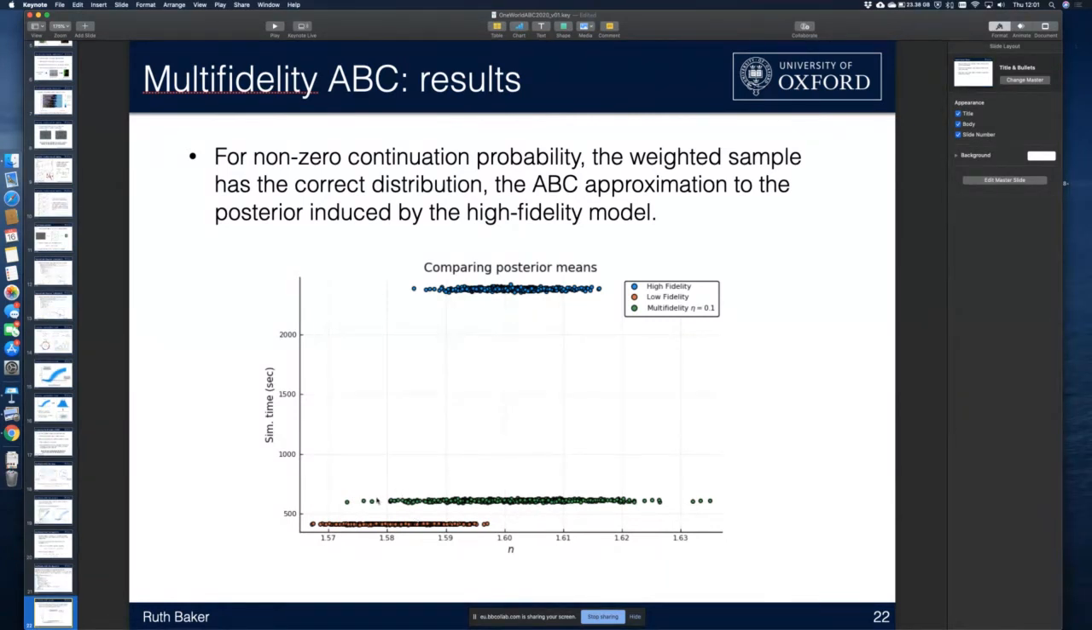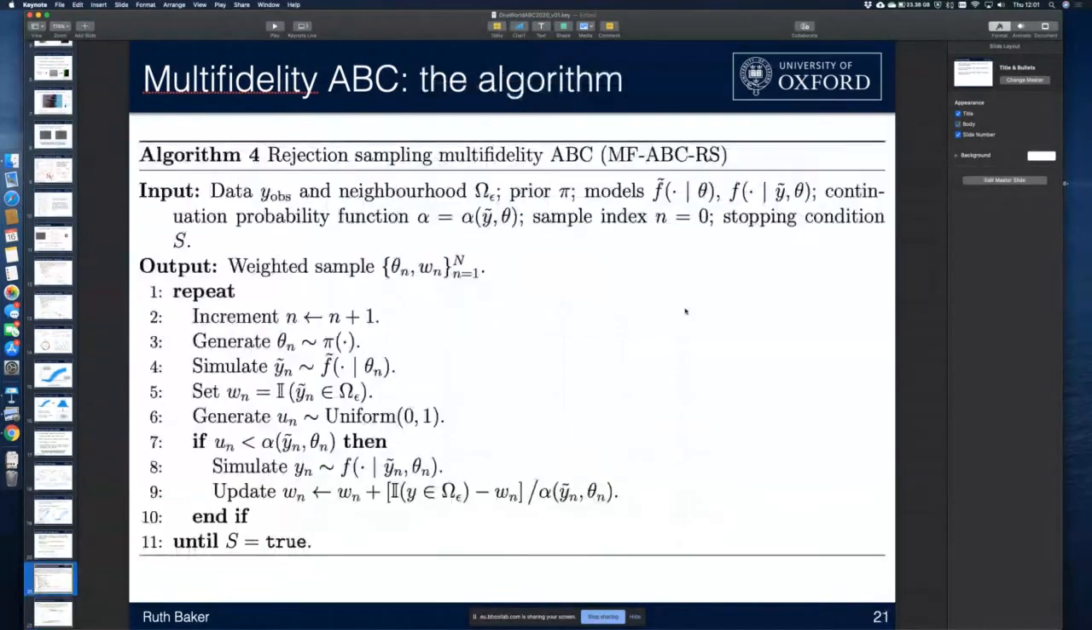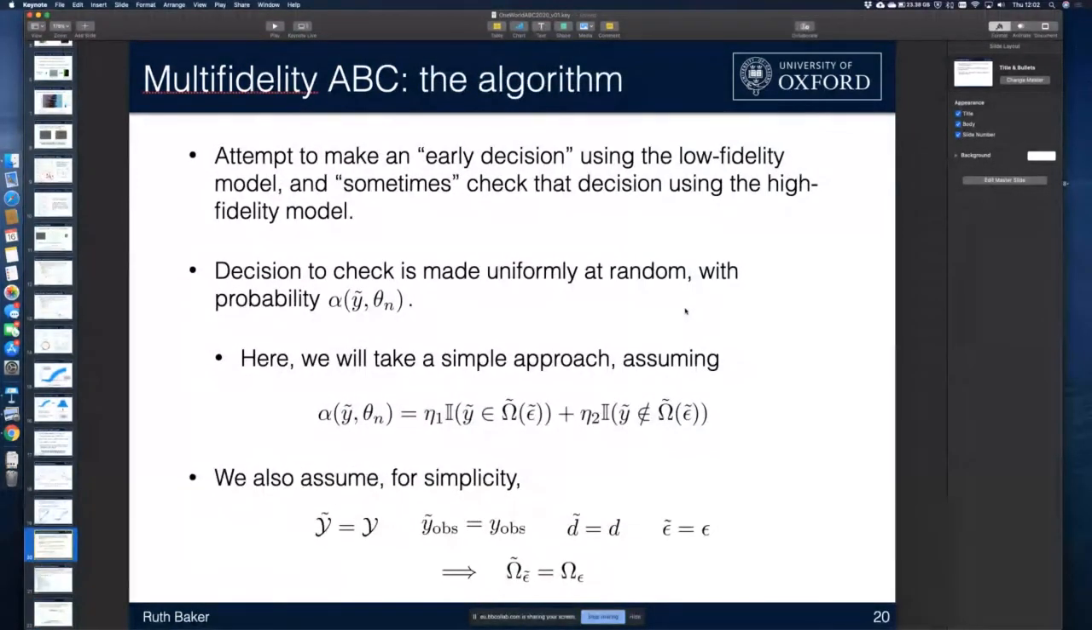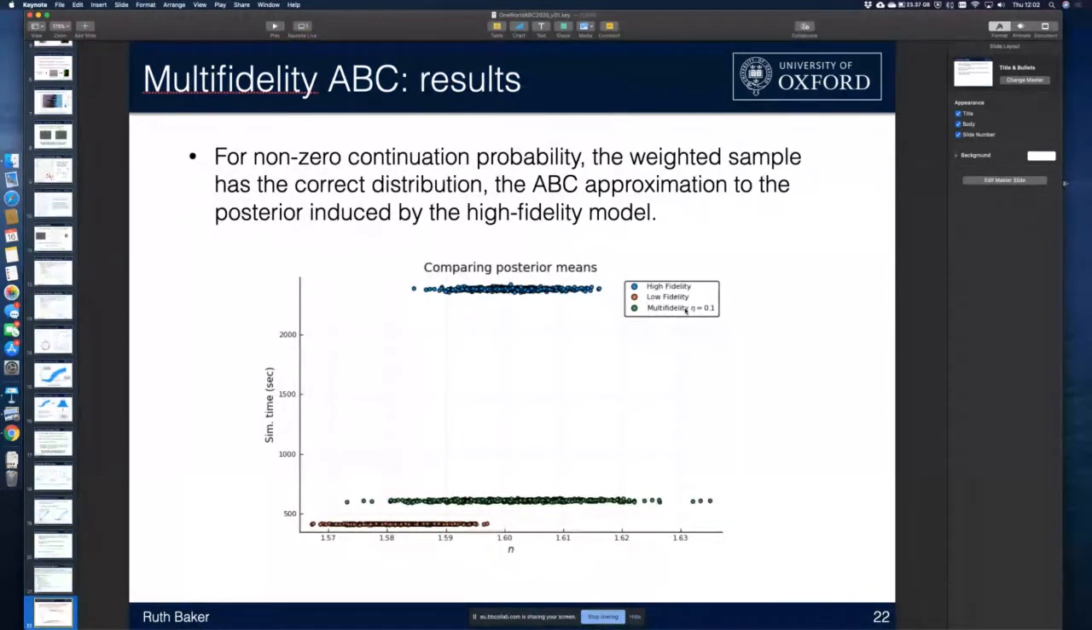But on the other hand, if you use multi-fidelity approaches, you establish the correct distribution: there's no bias in the parameter estimates, and you attain those in much quicker time. I should say just for now that in this plot we've just set e1 and e2 to 0.1. So back here, this is our checking probability. No matter the output of the low fidelity model, we check with probability 0.1 whether we made the decision correctly or not.